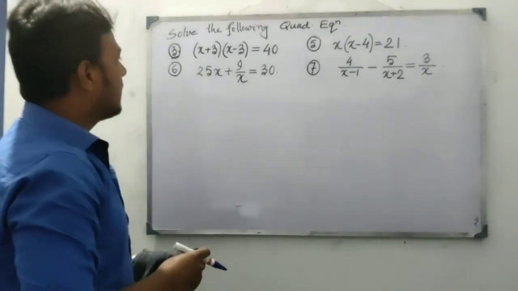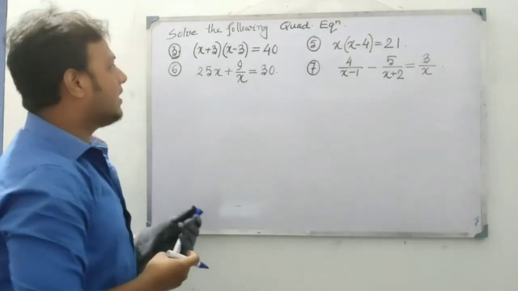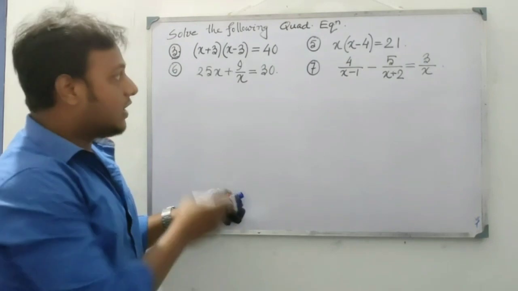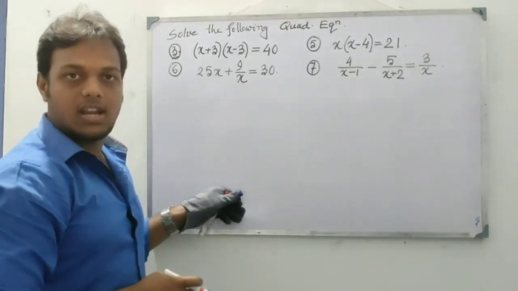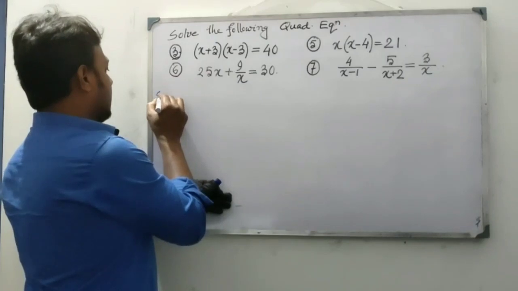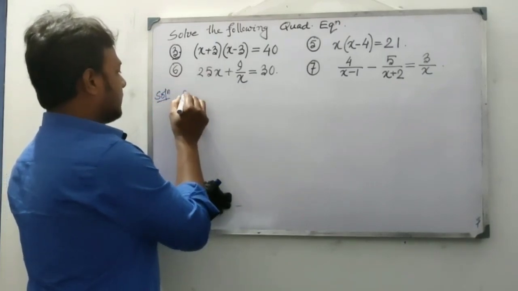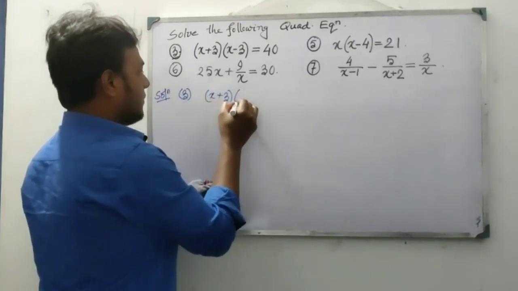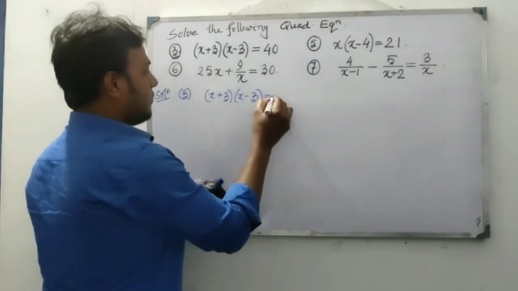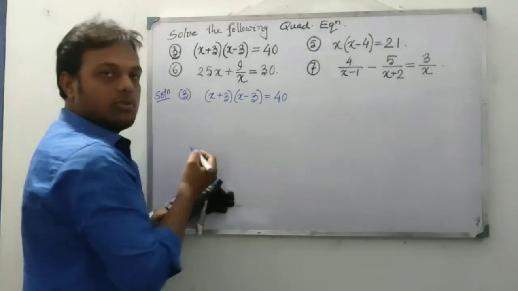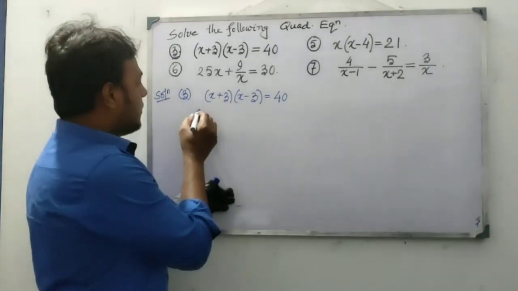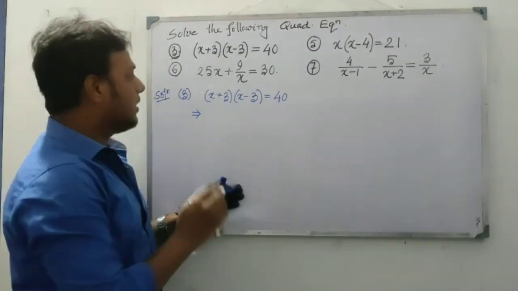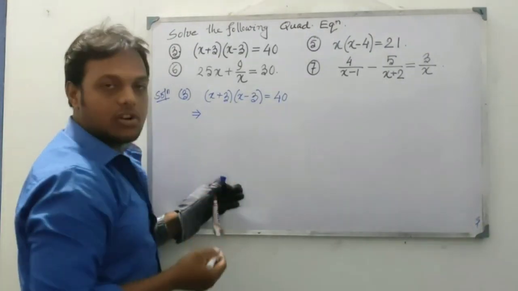Obviously this is a quadratic equation, but it is not in standard form. So first we have to convert this equation into the standard form. Solution of problem number 3: (x + 3)(x - 3) = 40. To convert it into the standard form of a quadratic equation, we have to apply the distributive property. But before using it, look at the problem properly.